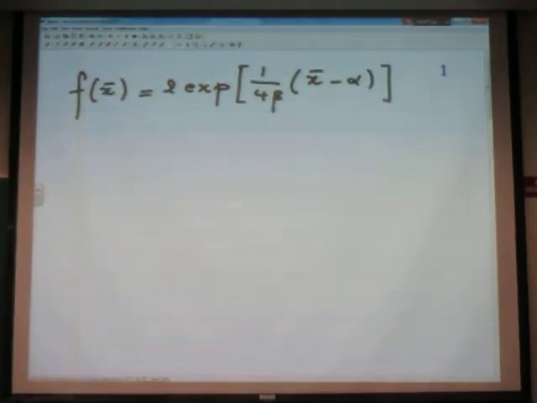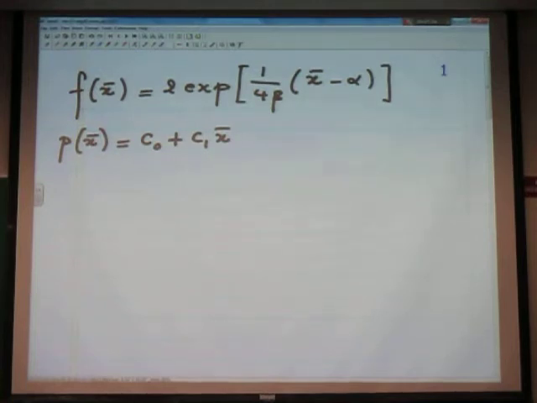So projection in the x bar space means that you define a polynomial in terms of x bar, which can be written as C0 plus C1 x bar. You see, everything is in terms of x bar, not x. Okay, forget x now. And then plus C2 x bar squared.